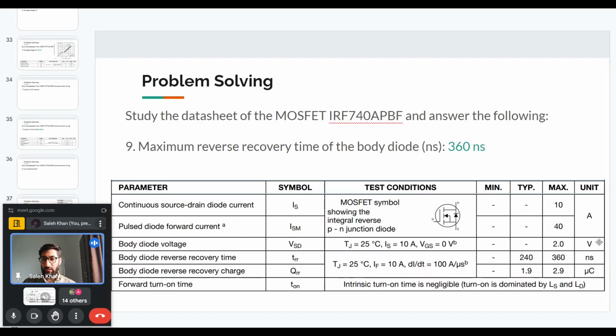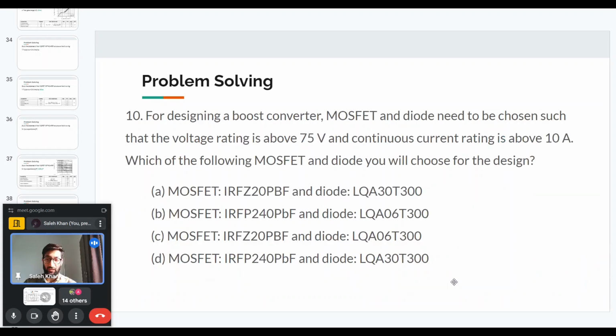So lastly, we have one question that is basically asking that if we are designing a boost converter and we have to select the MOSFET and the diode, and the condition is such that the voltage rating of both of these should be above 75 volts and the current rating is about 10 amperes. And then we are giving some choices of MOSFETs and diodes. So we are supposed to search the data sheets of these MOSFETs and diodes and find which MOSFET and diode will be suitable, which combination will be suitable.